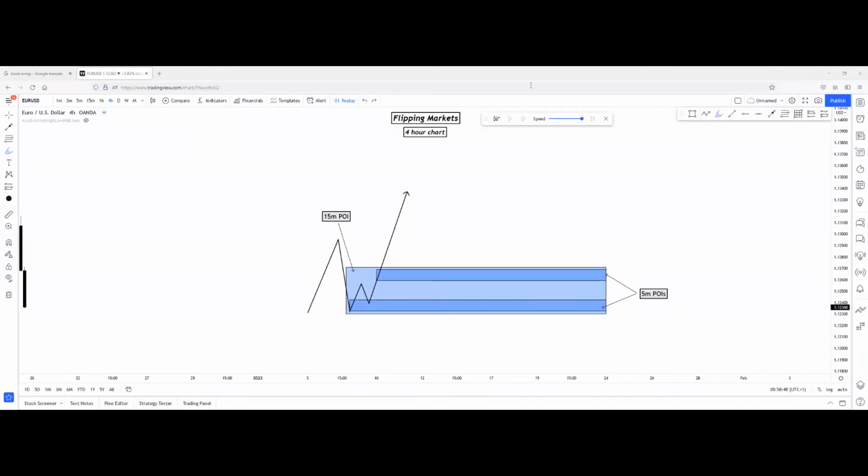Before we continue with the 4-hour to the 15-minute refinement, I want to show you what happens if you get two unmitigated 5-minute zones inside of the 15-minute zone. So if you see two unmitigated 5-minute zones inside of the 15-minute zone, you just want to keep the unrefined 15-minute zone. And if one of the zones is mitigated, you can use the other 5-minute zone as the refinement.